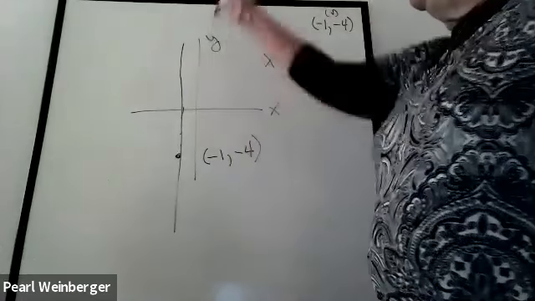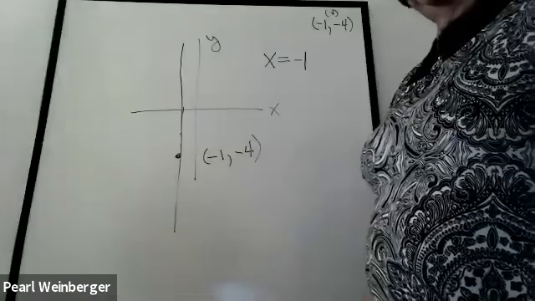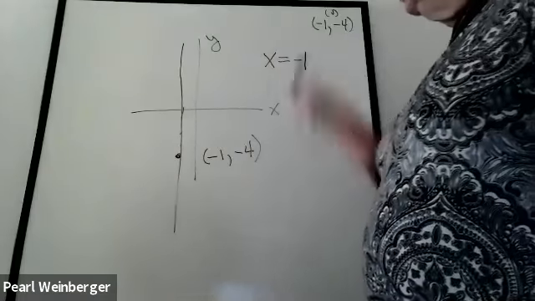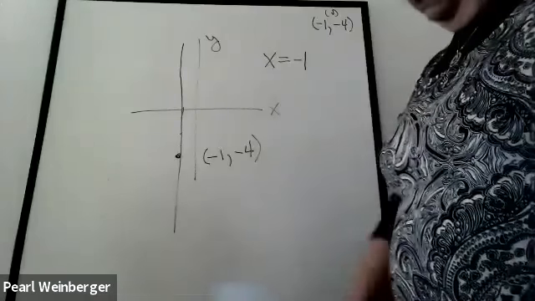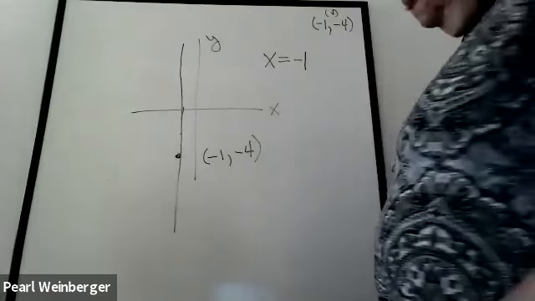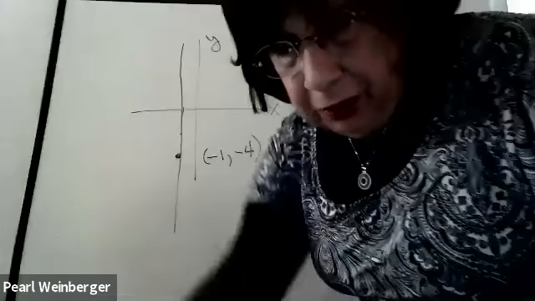By the way, if I asked you what's the slope of the vertical line, you would tell me it doesn't exist. It's undefined. There's no such thing as a slope of a vertical line. So that takes care of that problem. All right, did anybody have any question about either of these problems before I go on?